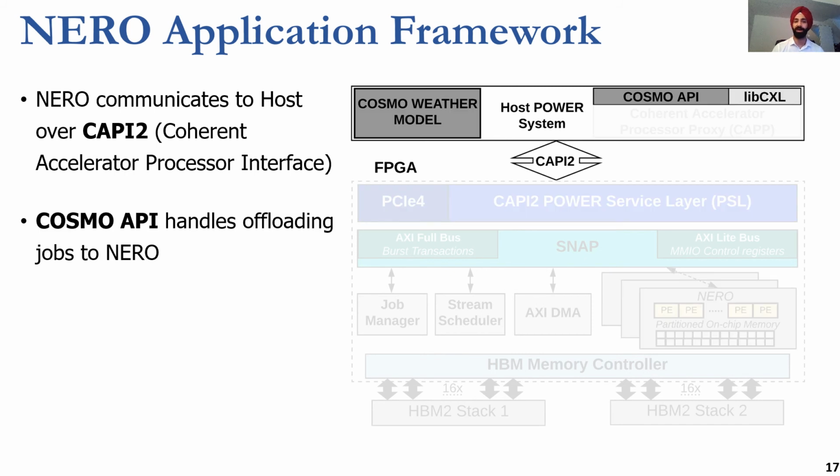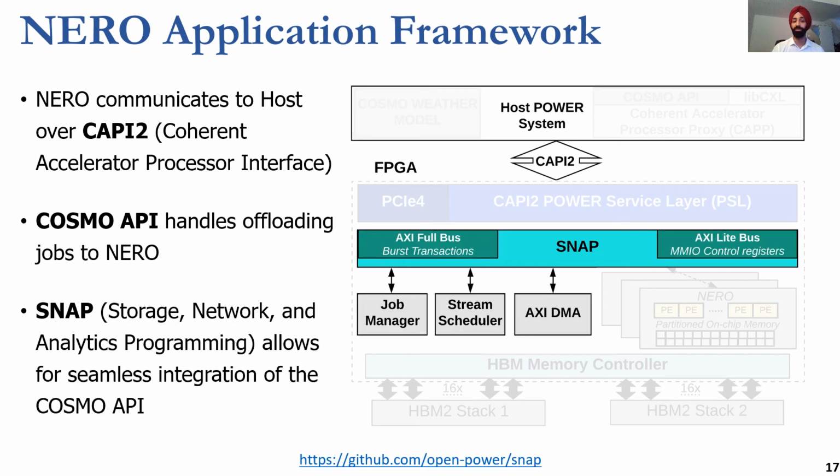Our Cosmos API handles the offloading jobs to NERO with an interrupt-based queuing mechanism. This allows for minimal CPU usage during FPGA operation, thus low power consumption. We make use of the SNAP framework that allows for seamless integration of the Cosmos API.